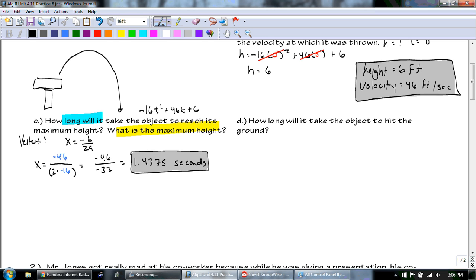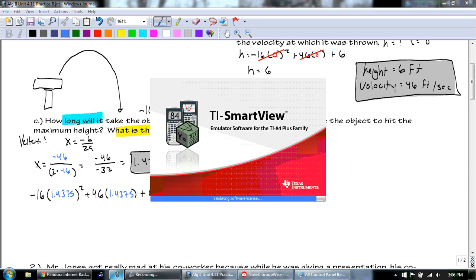Okay, but it didn't say that. The next thing we want to know is, what is the height? Well, I know what the time is, so if I know the time, all I have to do to find the height is plug it in. So I'm going to use my negative 16t squared plus 46 times t plus 6. And this is where you would plug in 1.4375. And I would recommend that you really just take it in your calculator and plug it all in.